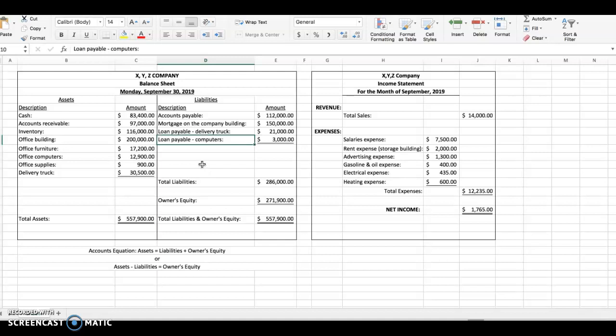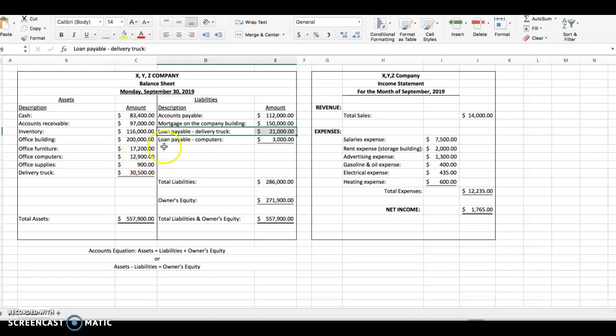So one point about what we see on the left and right side, the office building shows on the left side $200,000. That's what it's worth. But we owe $150,000 on that building. So we don't own it outright. The delivery truck, for example, is worth $30,500, but we owe money on it. We owe $21,000. So the asset is shown by its total value, not the net amount.